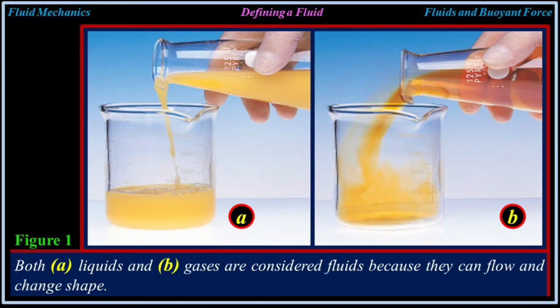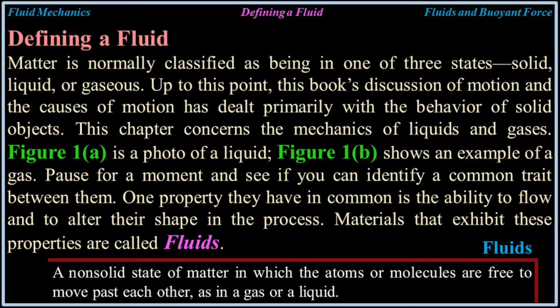Figure 1, both A, liquids, and B, gases are considered fluids because they can flow and change shape. Matter is normally classified as being in one of 3 states: solid, liquid, or gaseous. Up to this point, this book's discussion of motion and the causes of motion has dealt primarily with the behavior of solid objects. This chapter concerns the mechanics of liquids and gases.